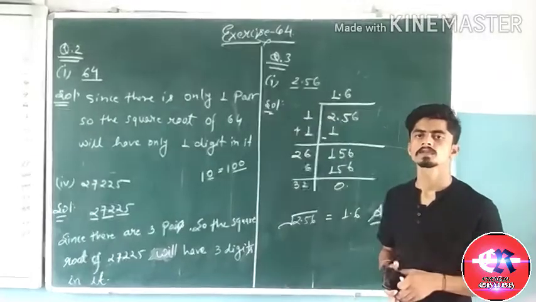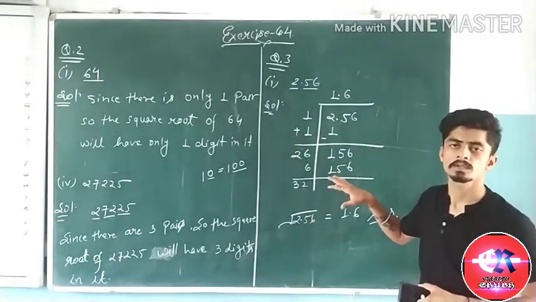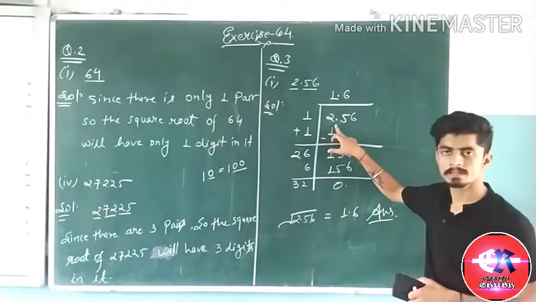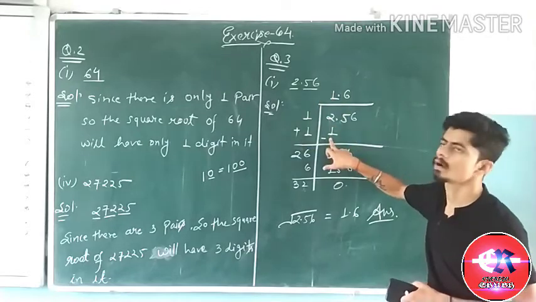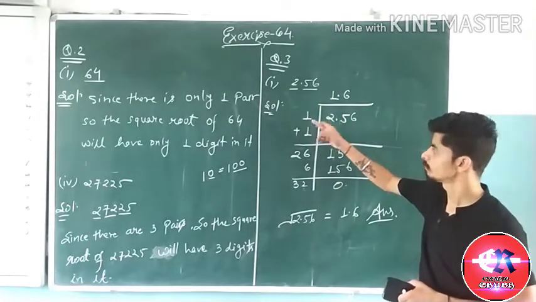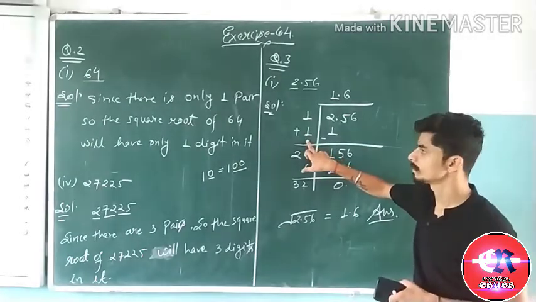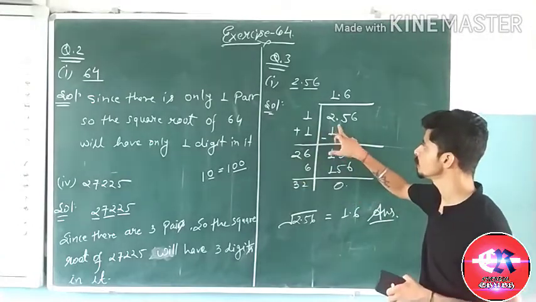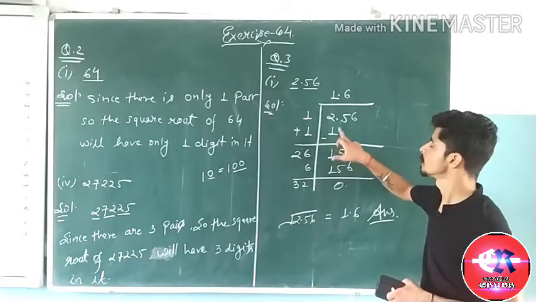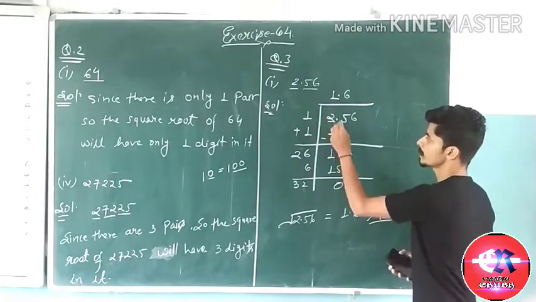What is the number whose square is nearest to 2? 1 square is 1 and 2 square is 4. So 4 is more than 2, so we have to take 1. 1 into 1 is equal to 1. Whatever number we are taking, it will be added to itself. So we get 1 plus 1 is equal to 2. Now 1 will be subtracted from 2 and we get 1. So the first pair has been done.